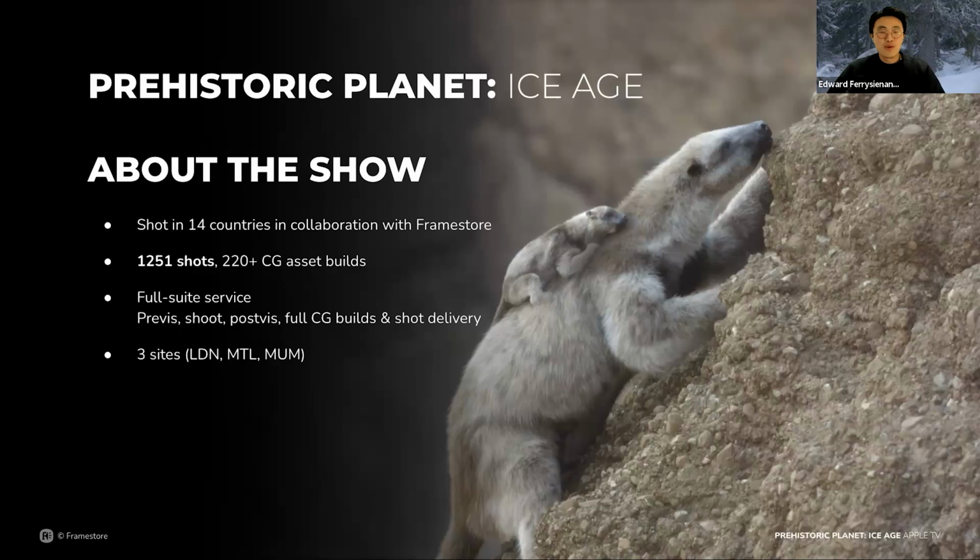But overall, with Framestore, we had about 1,200 different shots to do, spanning a variety of different complexities. We included about 220 CG asset builds, so different characters and animals that we had to build from scratch.